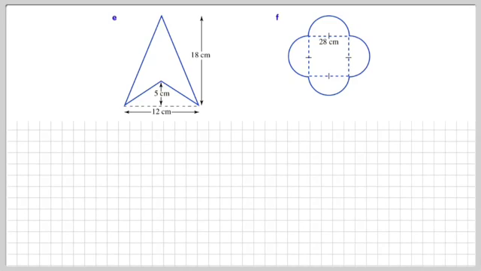Okay, let's see what else we've got for you. Good heavens above, look at this. Well, they might look ugly, but guys, they're really, really simple when you chunk them down, okay? So let's see if we can do E. Have a good look at it now. Yes, confusing, isn't it?